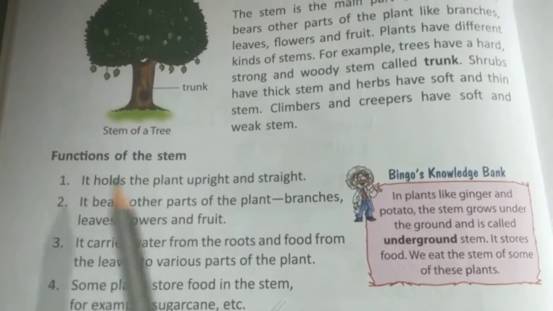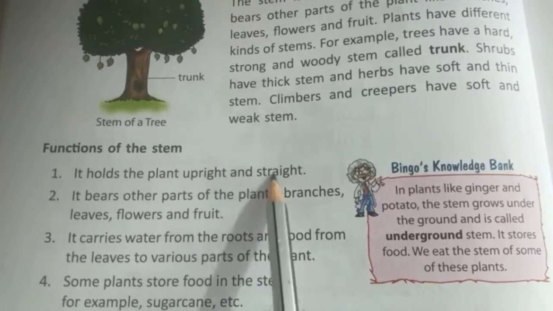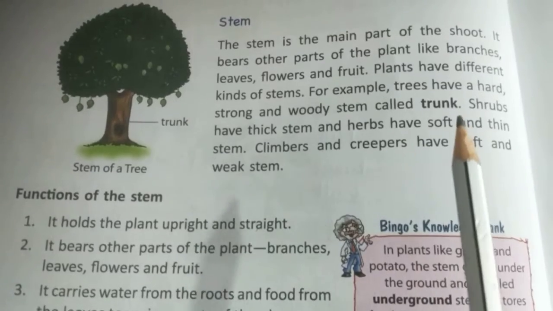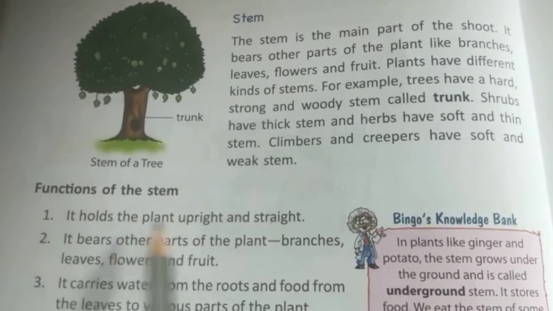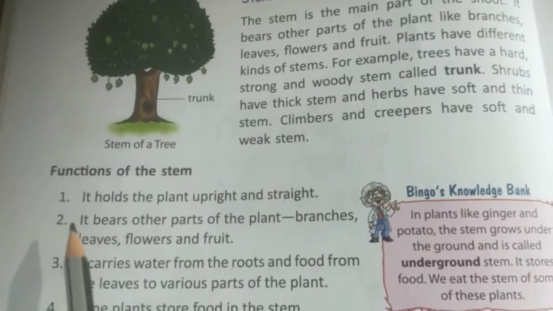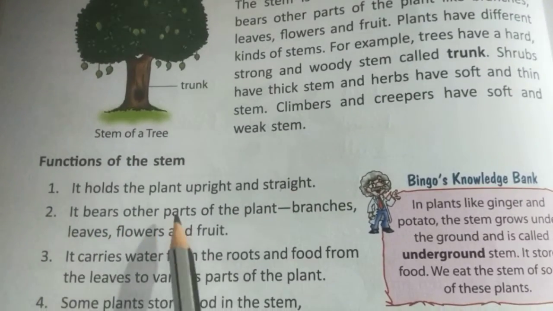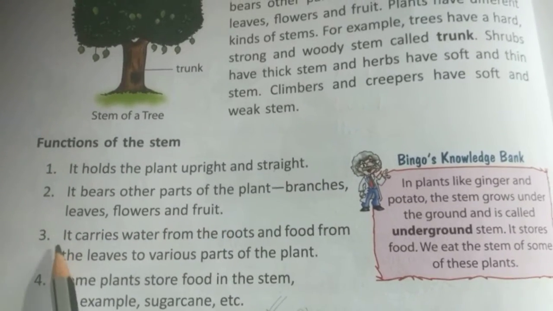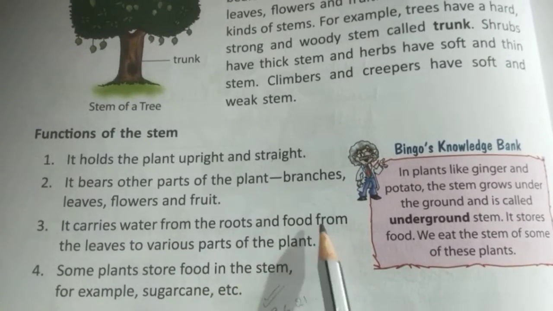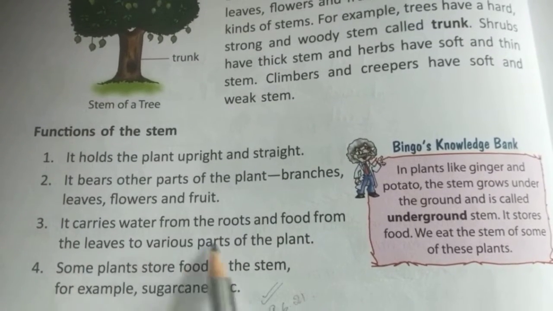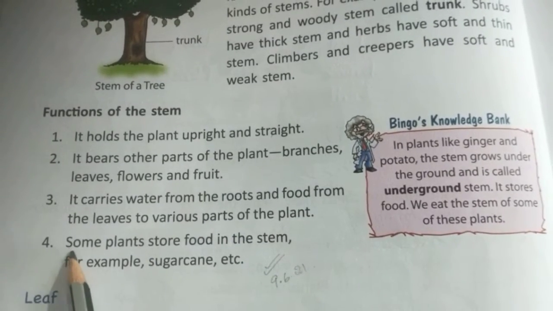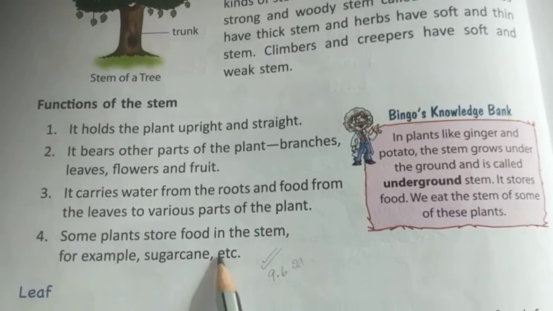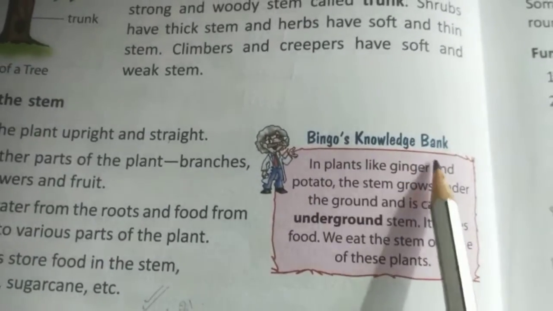So different types of plants have different types of stems. Now, what are the functions of the stem? Number one, it holds the plant upright and straight, in the case of trees, shrubs, and herbs. For climbers and creepers, this function doesn't apply. The second function is that it bears other parts of the plant like branches, leaves, flowers, and fruit. Number three, it carries water from the roots and food from the leaves to various parts of the plant. And number four, some plants store food in the stem, for example, sugarcane.